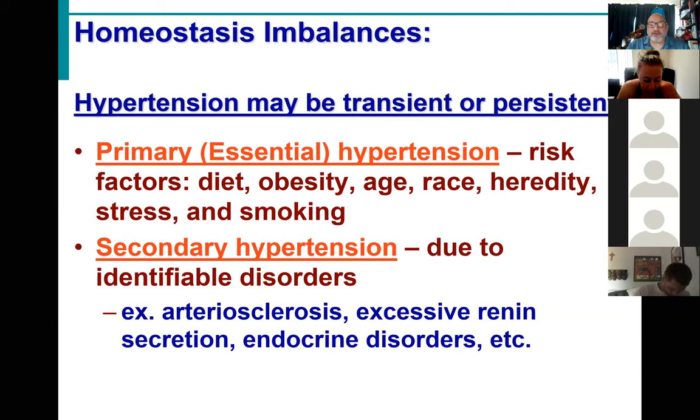Right? You can stop smoking all you want, but your hypertension isn't going to go away if it is a secondary hypertension due to, for instance, an endocrine disorder or producing excessive renin in your kidneys or hardening of the blood vessels, arteriosclerosis, or something along those lines. So in the case with secondary hypertension, to get that blood pressure back down, you basically need to resolve whatever the primary disorder is. And once you resolve that primary disorder, then the blood pressure should come down as a result of that.